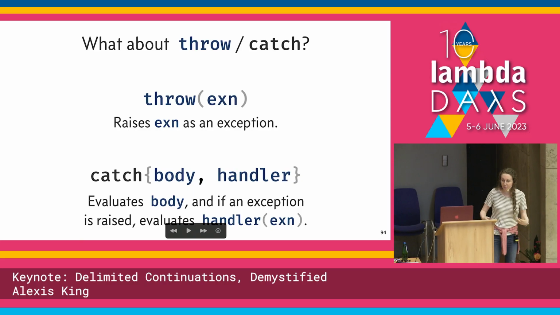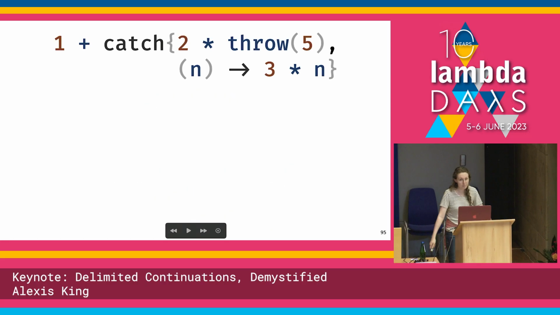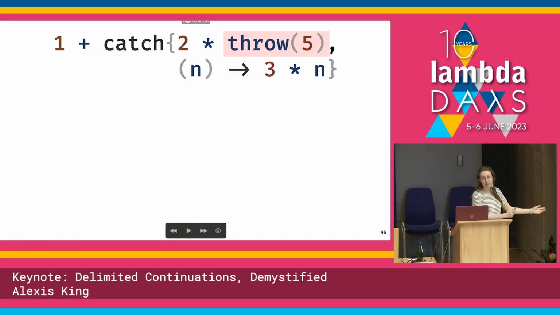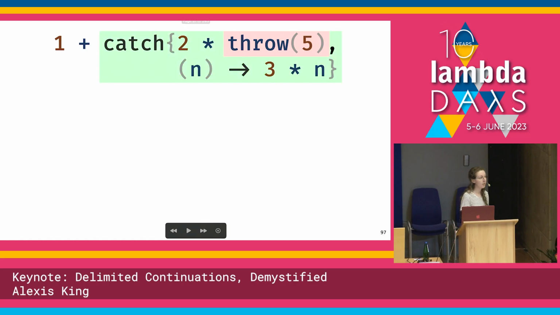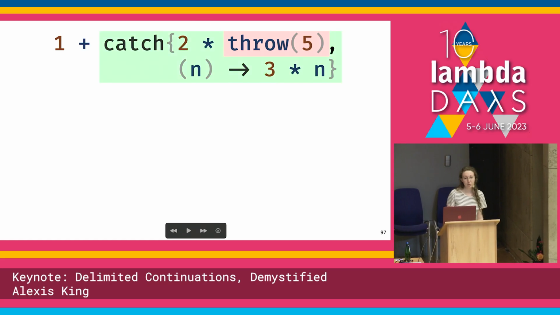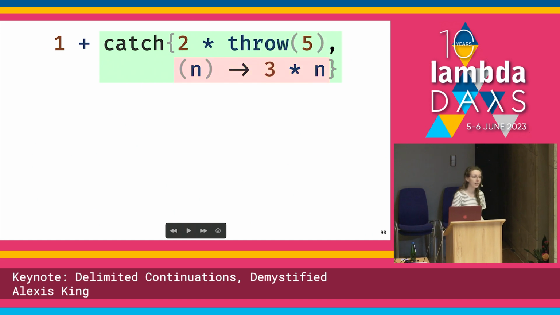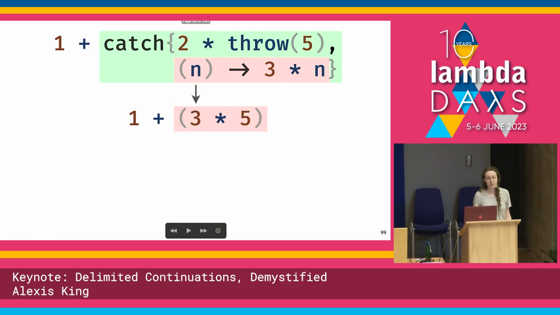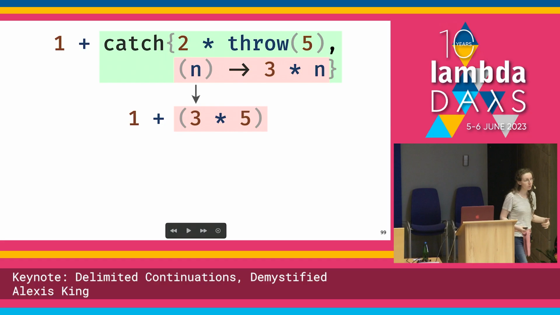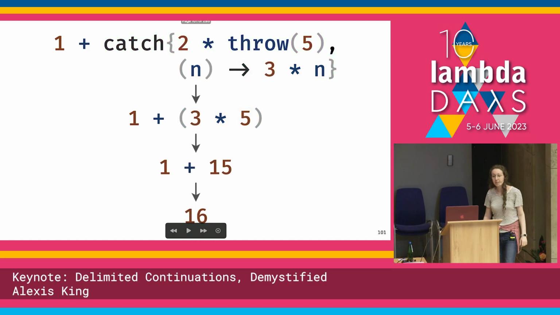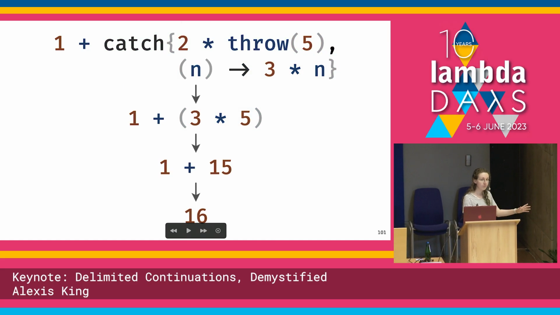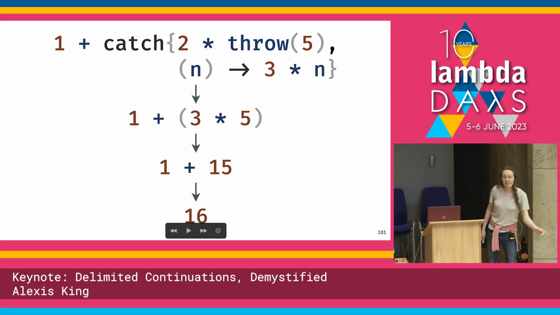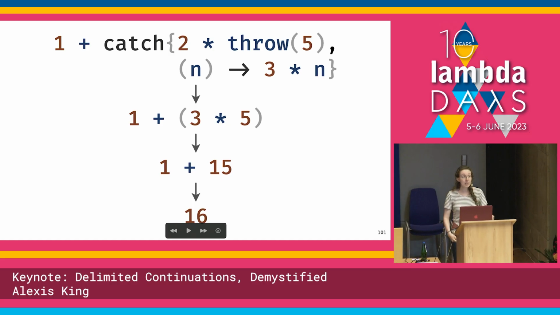And if this is not immediately obvious, then let's just look at an example, and that will probably make it clear. So here we have a simple program with a catch expression, and it just immediately throws an exception. And that exception is then caught by this catch expression, which means that it will recover by running this handler. And since the raised expression is 5, then this overall catch will reduce to 3 times 5. That can be reduced to 15. 1 plus 15 reduces to 16. Make sense? Good.